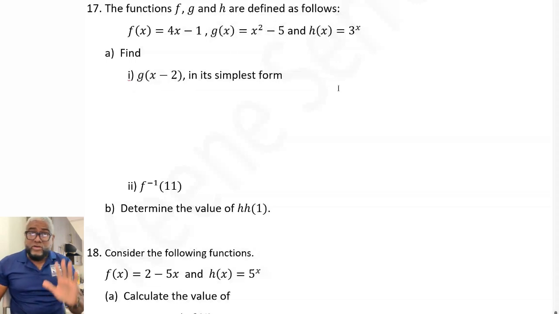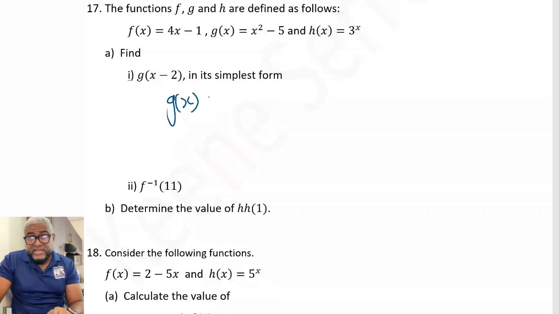They want us to find g of x minus 2. Right? So, watch it. Let me start by writing what g of x is. g of x is equal to x squared minus 5, right? They want us to find g of x minus 2.